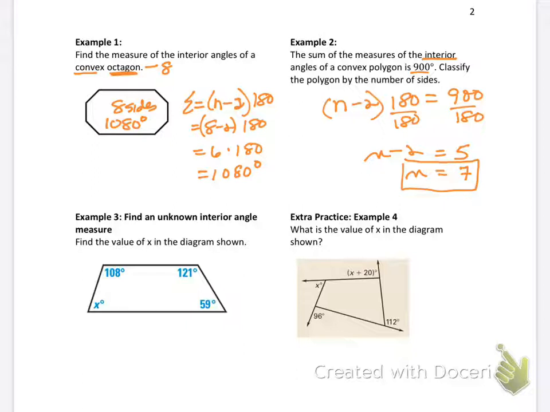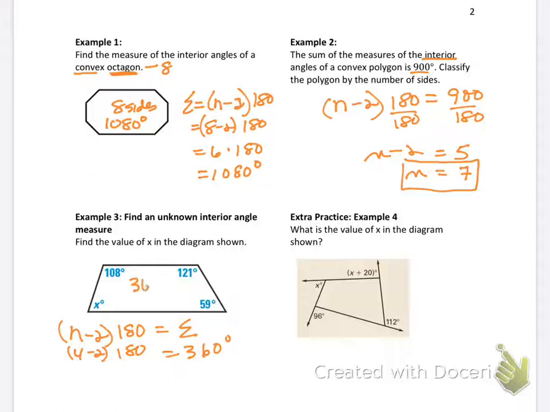Okay, example 3. Find an unknown interior angle measure. Find the value of x in the diagram shown. Okay, so first off, how many degrees should I have in here? N minus 2 times 180 gives me the number I should have. So this is 4 sides, so that's 4 minus 2 times 180, which ends up being 2 times 180, which is going to equal 360.